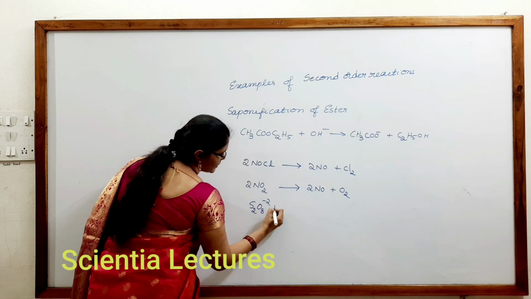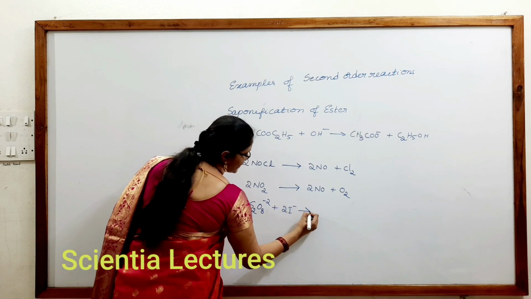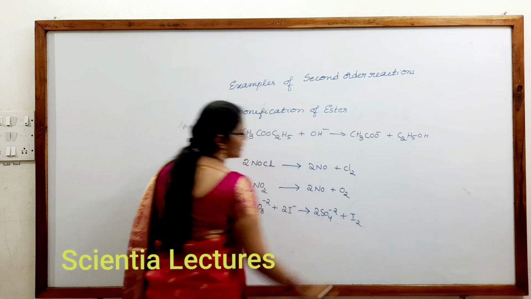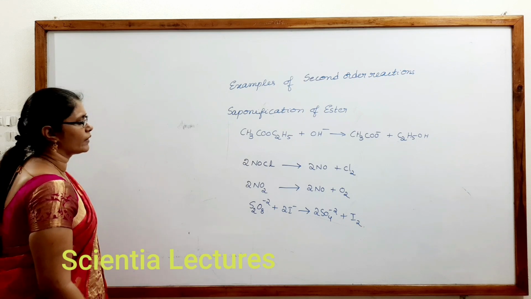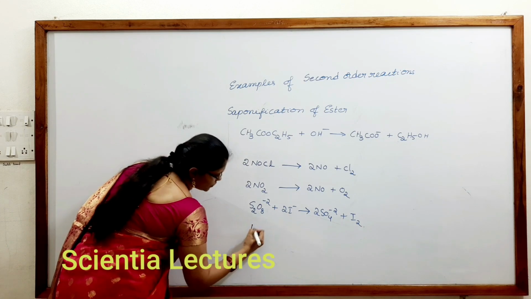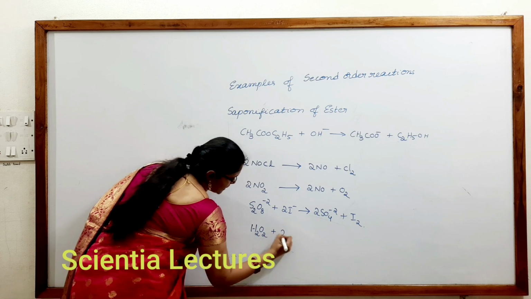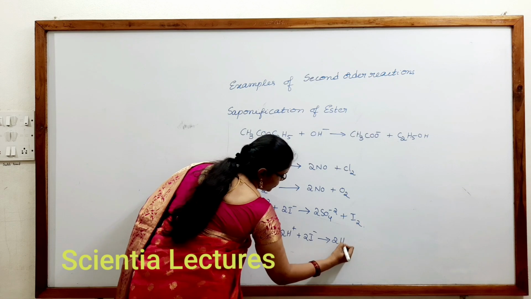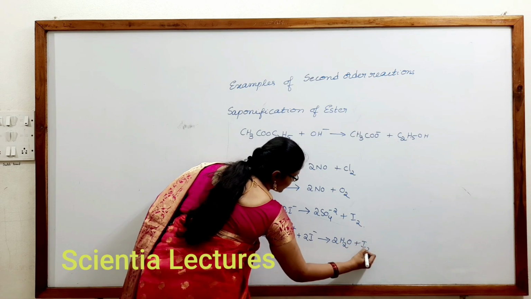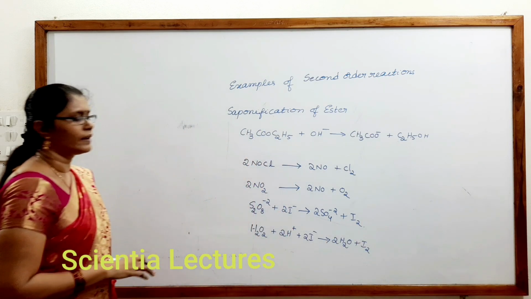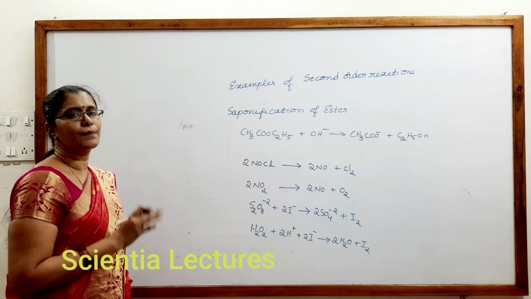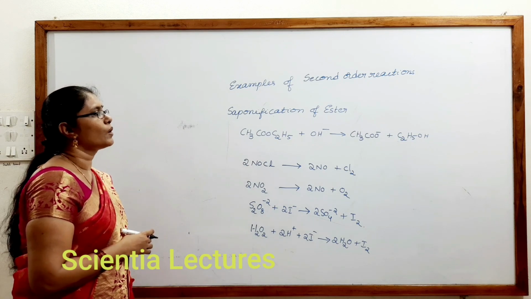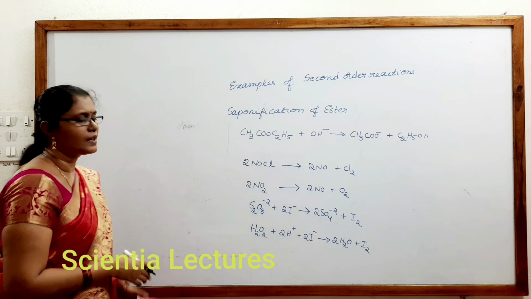S2O8 2 minus plus 2I minus gives rise to 2SO4 2 minus plus I2 is also an example of a second order reaction. Similarly, H2O2 plus 2H plus plus 2I minus gives rise to 2H2O plus I2. This also is a second order reaction. So you can learn all the examples in NCERT books also. And remember, these are important second order reaction examples.